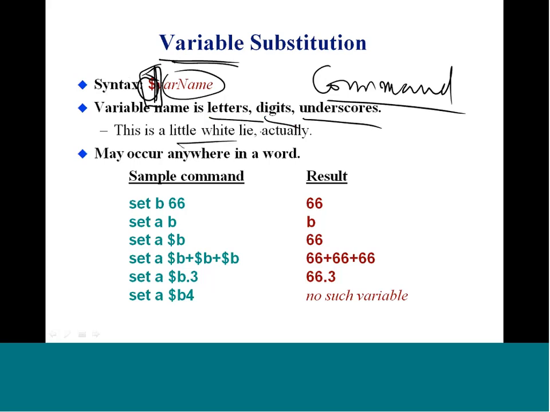It's a bit of a white lie. The main reason is that sometimes you don't put a digit as the first character, but we'll see how that works. The other thing is that this dollar can occur anywhere in the word. So now let's look at some of the commands and what happens.